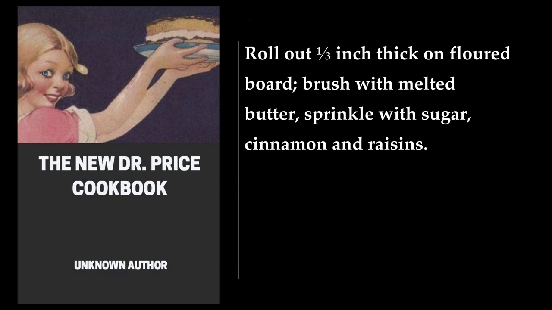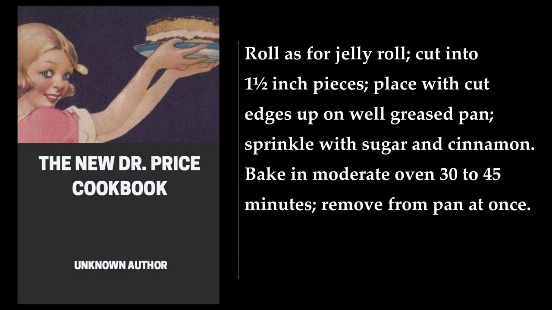Roll out 1/3 inch thick on floured board, brush with melted butter, sprinkle with sugar, cinnamon and raisins. Roll as for jelly roll, cut into 1.5 inch pieces, place with cut edges up on well-greased pan. Sprinkle with sugar and cinnamon. Bake in moderate oven 30 to 45 minutes, remove from pan at once.